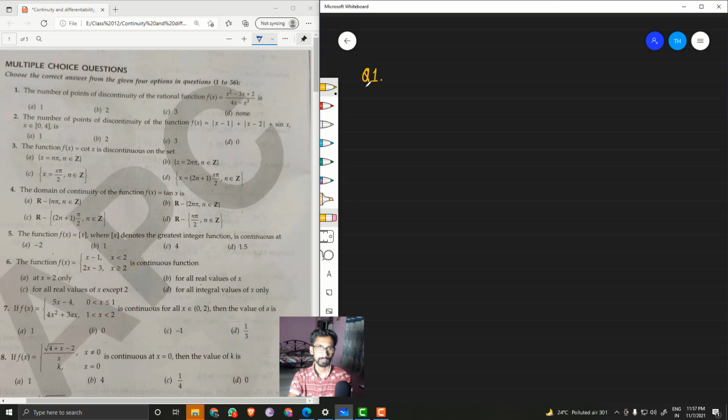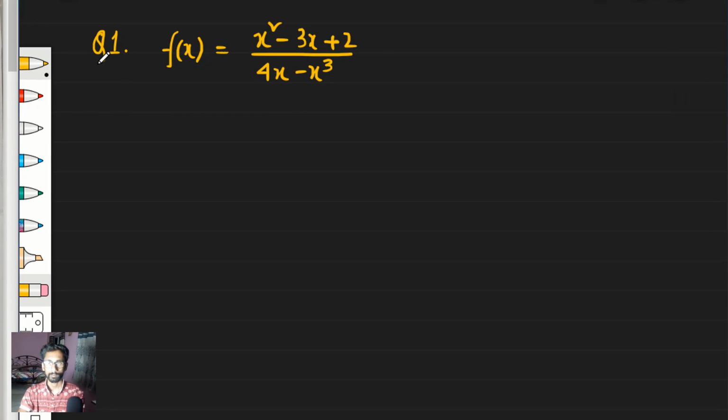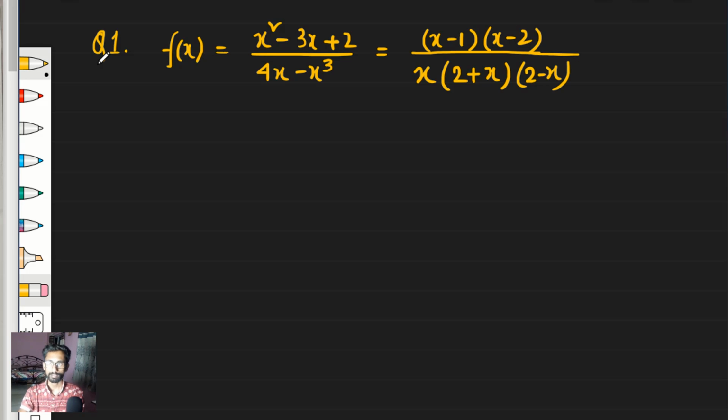Question number 1. The function is defined as (x square minus 3x plus 2) divided by (4x minus x cube). First of all, we need to simplify the given function. Now the numerator can be factorized as (x minus 1)(x minus 2), and the denominator can be factorized as x(2 plus x)(2 minus x). So after cancelling these two factors, finally we'll get (x minus 1) divided by x(x plus 2). So this will be the final expression of the given function.